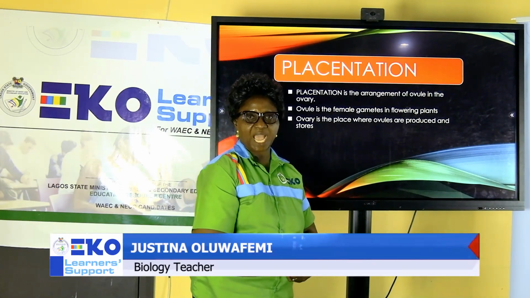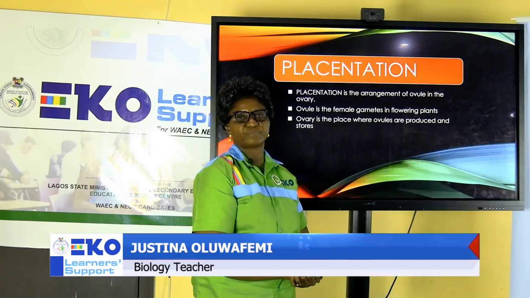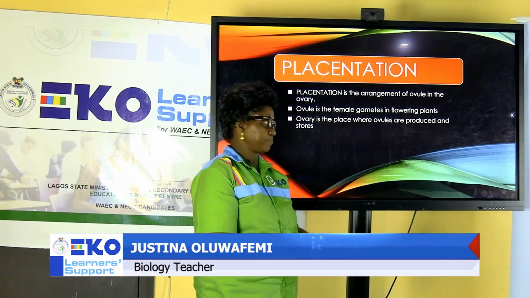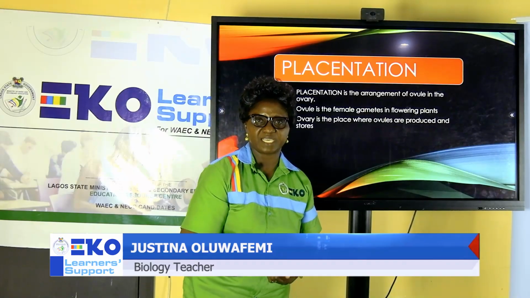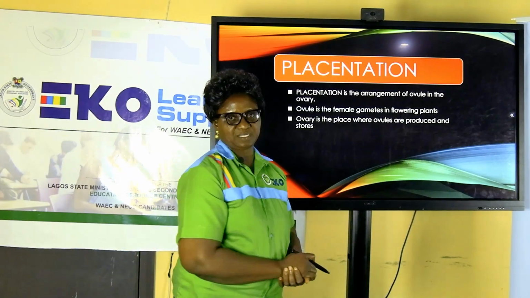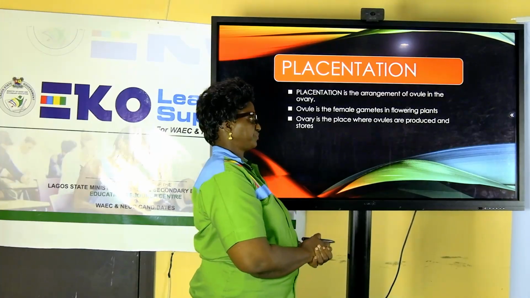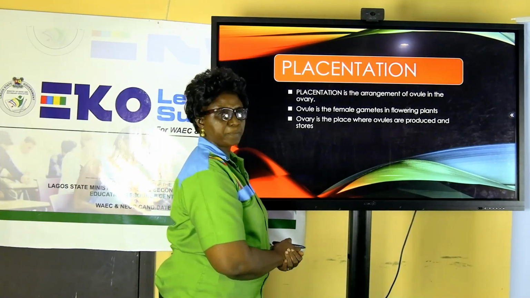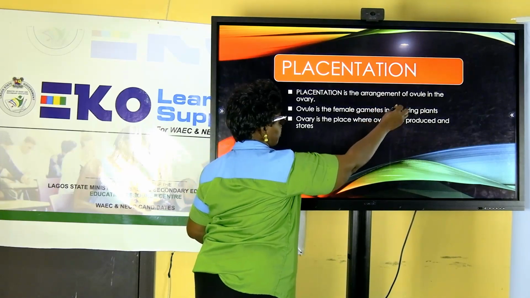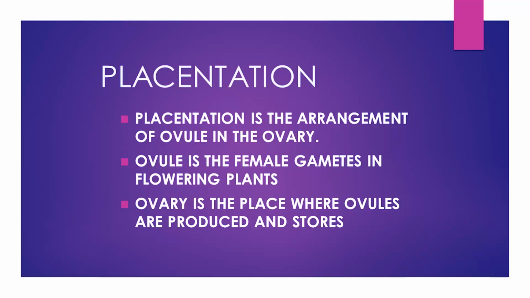We want to look at the definition of placentation. Basically, placentation is a topic that we studied under reproduction in plants. So, what do we mean by placentation? Basically, it is the arrangement of ovule in the ovary. Yes, you can hear me.